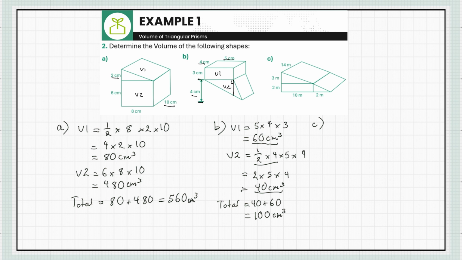Alright, if we look at C, we have 3 different shapes. We have 2 triangular prisms, and then we have a rectangular prism. So let's do this as volume 1. This is volume 2, and this is volume 3. So volume 1 is a triangular prism, so we're going to do 1/2 multiplied by the base, which is 10, multiplied by the height, which is 3, multiplied by the length, which is going to be 14.